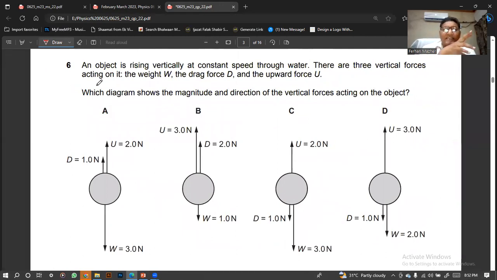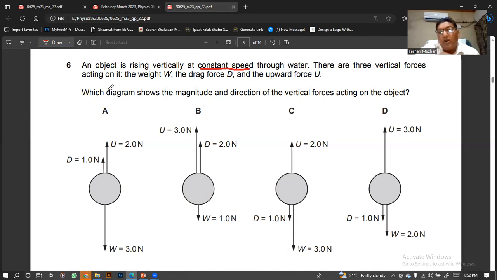An object is rising vertically at constant speed through water. There are three vertical forces acting on it: the weight W, the drag force D, and the upward force U. Which diagram shows the magnitude and direction of the vertical forces acting on the object? So this object is basically rising vertically at a constant speed. This word is important, constant speed.